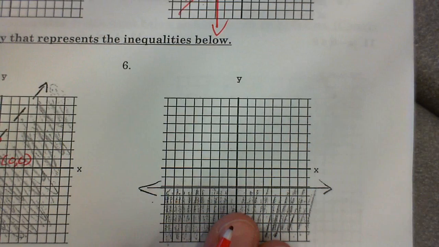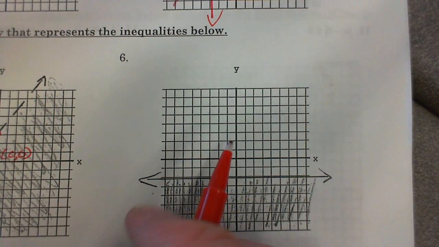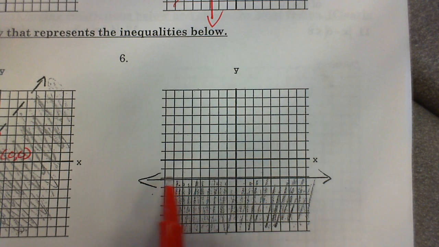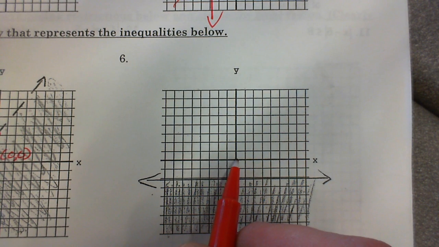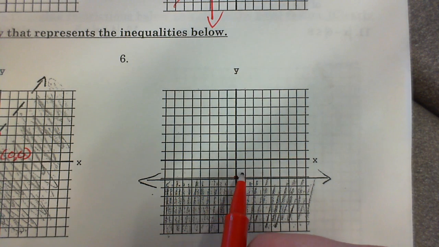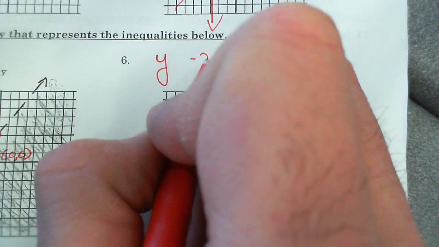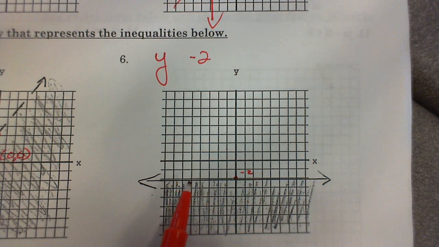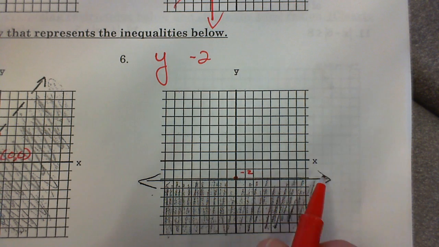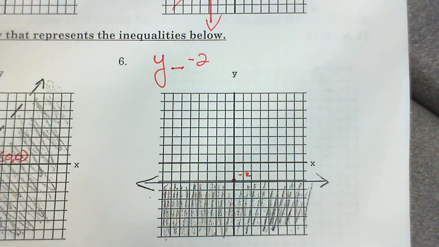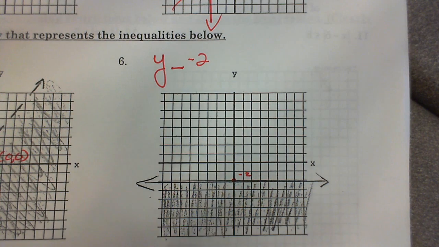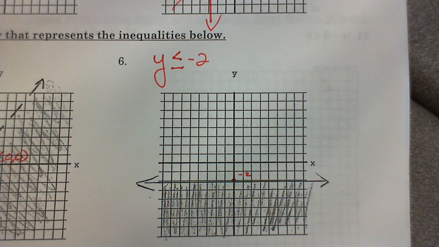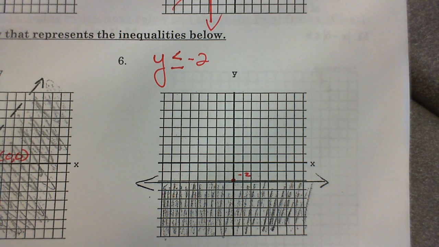On number 6, this one should be pretty easy. We know we have a horizontal line, so we have a y value here of -2. So we know y gets compared to -2. Now the question is, is it less than, is it greater than, and can it be equal? So since it's solid, we know it can be equal. And then the values are getting smaller, smaller, smaller, so it's less than. So y is less than or equal to -2. Okay? So that's the first side.